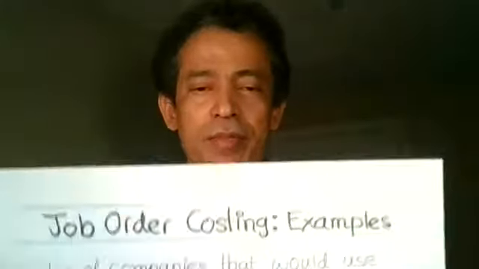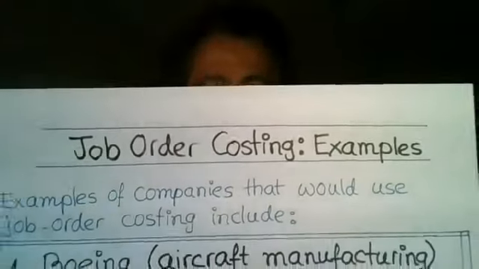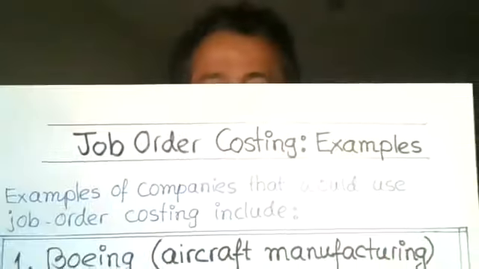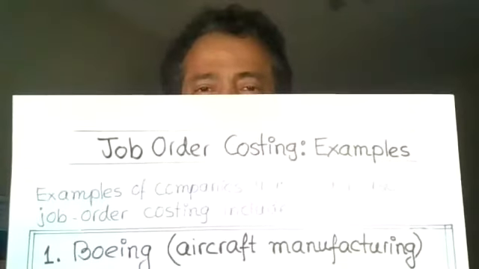When job order costing is applied, it's usually applied in companies like these. You can see Boeing, for example, Bechtel Construction, Warner Brothers for movies. So you have to have a job.